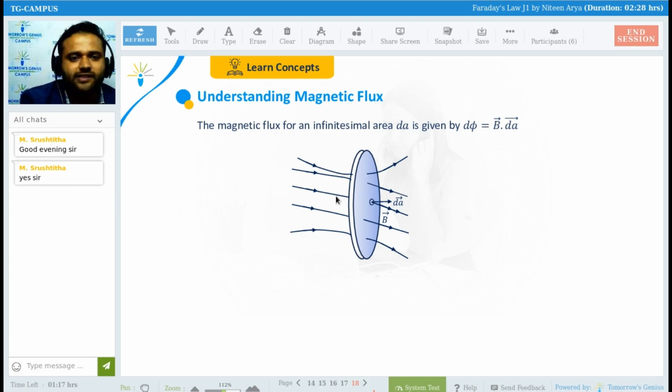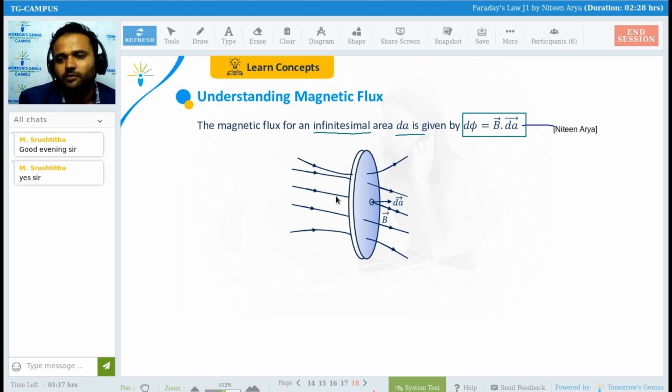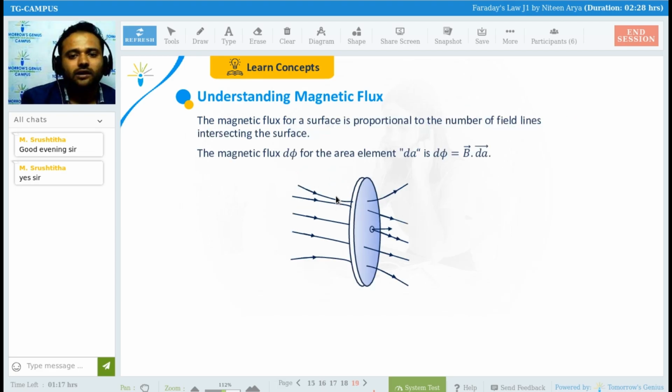Okay, understanding the magnetic flux for an infinitesimal, what does it mean? Very, very small area dA is given by d phi. You can make a formula of this. Write this. So this is your formula number 1. Very simple, very basic. What is the meaning? For this particular small area, there is a magnetic flux. I mean the magnetic field line passing through this particular small area is the magnetic flux. Nothing more than that. Understanding, okay, the magnetic flux for a surface is proportional to the number of field lines.